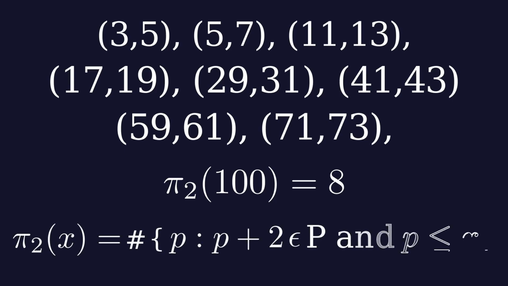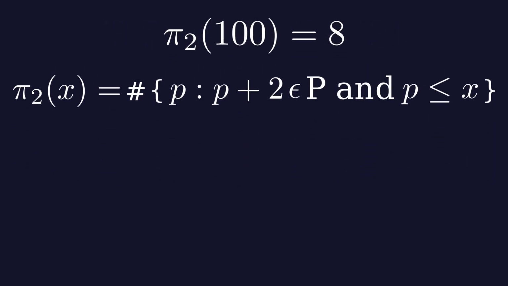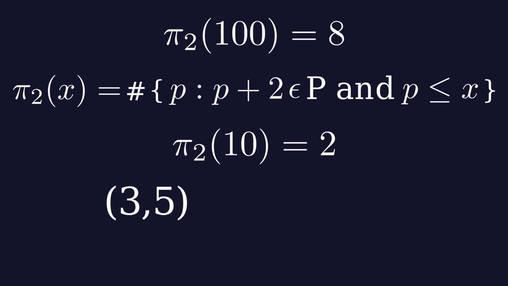where the capital P is the set of prime numbers and the hashtag denotes the cardinality, or size, of a set. Pi2 of 10 equals 2, because there are only 2 twin primes with the smaller at most 10: 3, 5 and 5, 7. The function pi2 of x gives us an idea of how frequent or rare twin primes are as x increases.